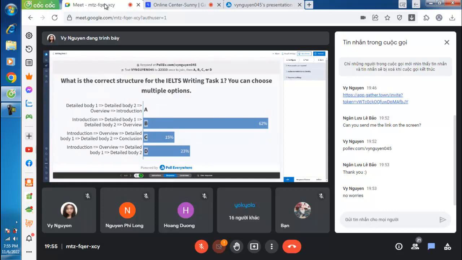Alright, so B and D will be acceptable, especially D, right? If you read a lot of sample answers from examiners or from other teachers, you will see that D is more popular. But you can also use B because it's less confusing. So remember, B or D, right? Not C.